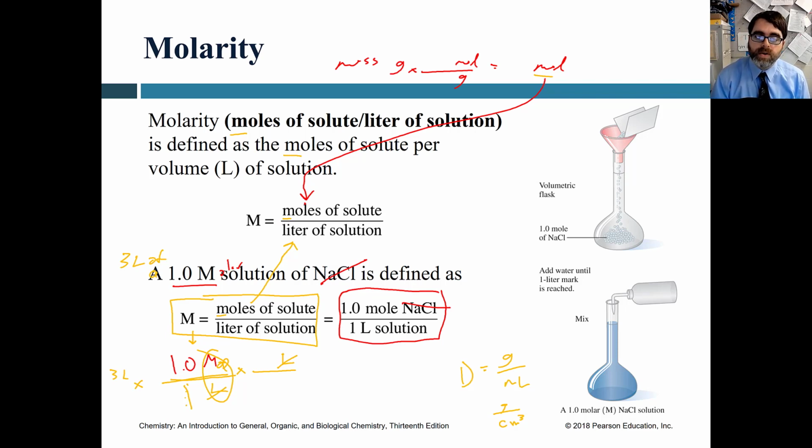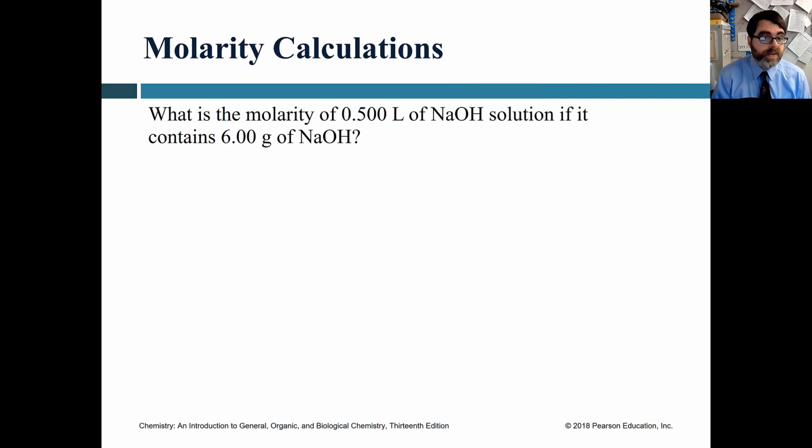Also, frequently you're going to be given volume in milliliters, so recall 1,000 milliliters is equal to 1 liter. You're going to need to know that ratio also. Anyway, practice calculation over this. What is the molarity of a 0.5 liter solution that contains 6 grams of NaOH?